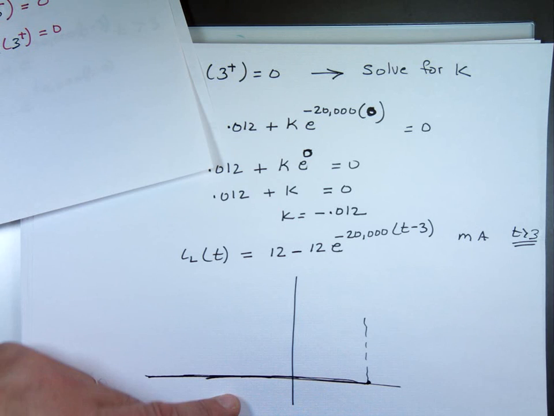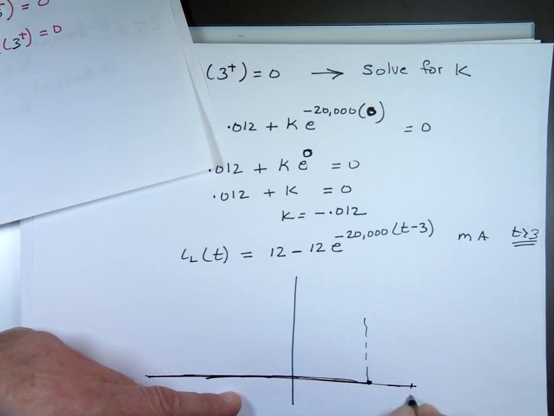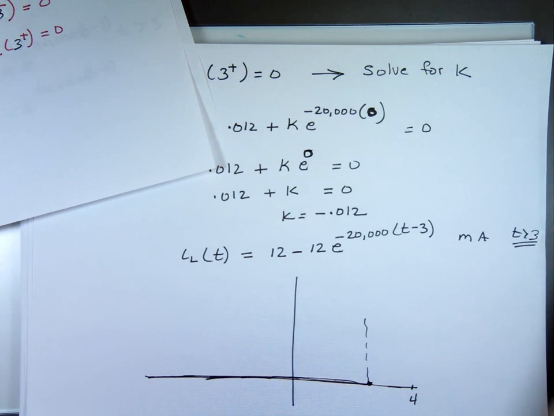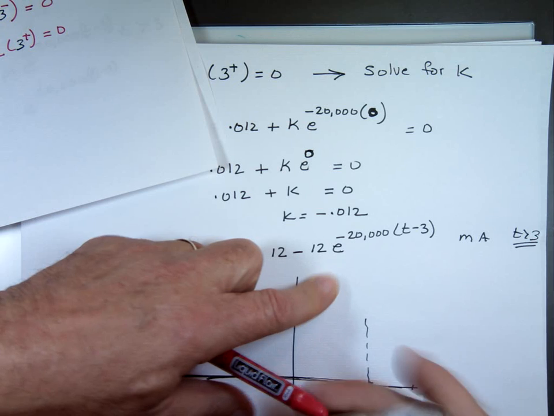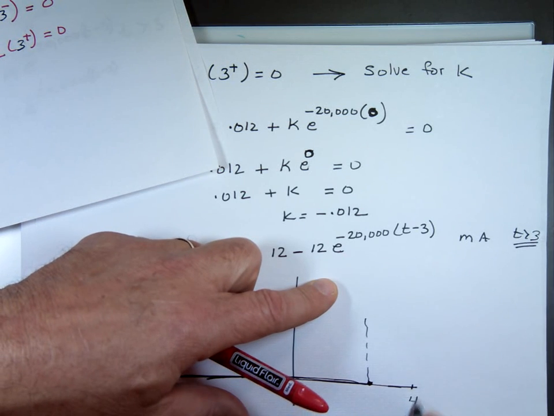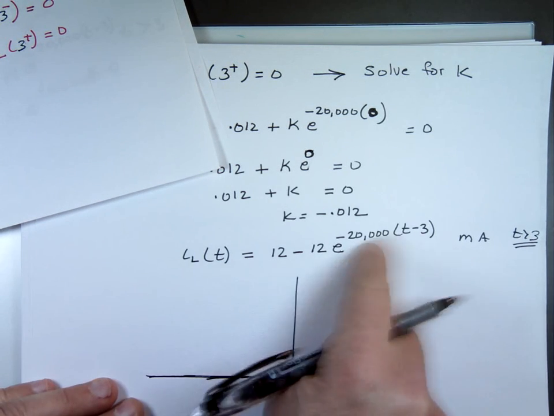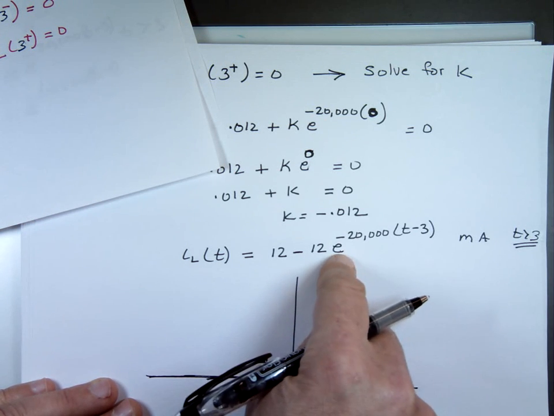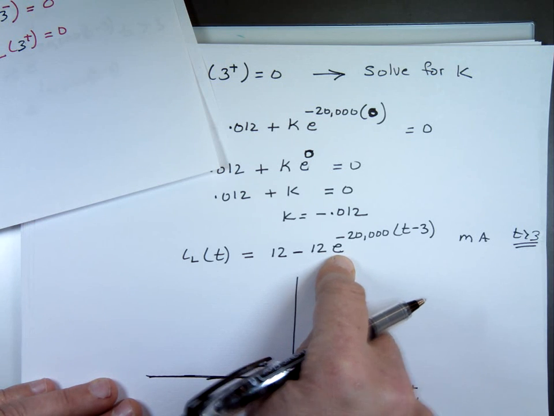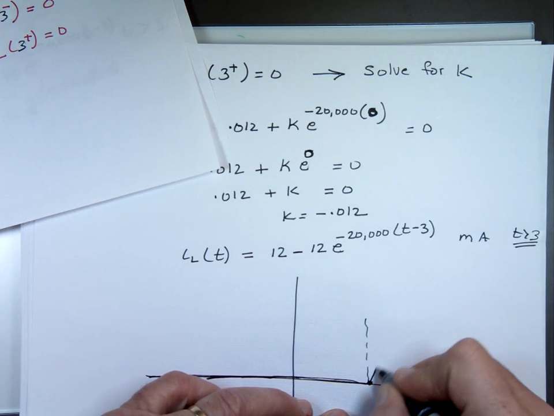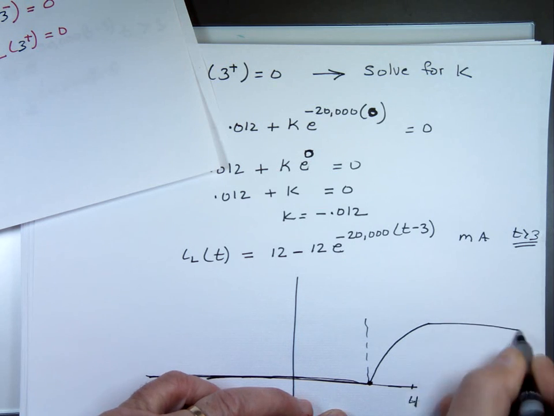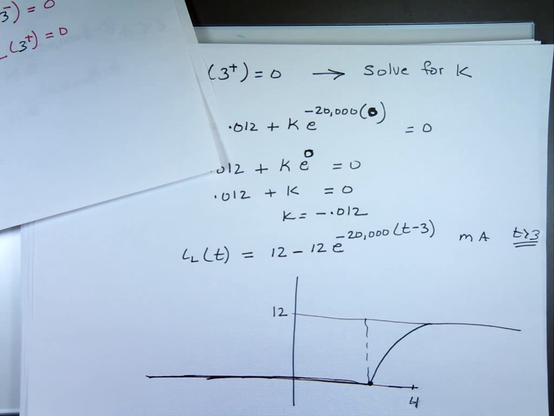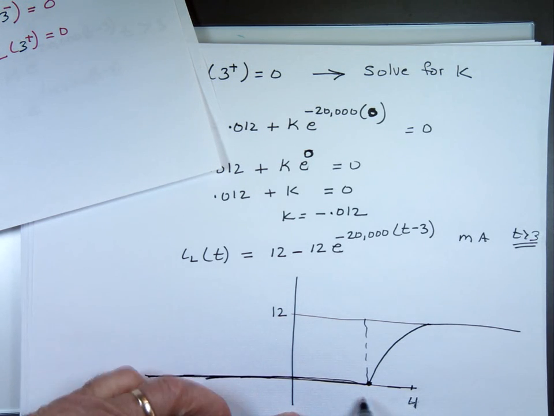What happens when it's 4 seconds? 4 minus 3 is 1, e to the minus 20,000. Let's leave it at 4. What's e to the minus 20,000? 0, right? 0 times 12, so this actually goes like this, up to 12 milliamp. It's going to charge. So 0 till it hits 3 seconds, then it's going to go like this.